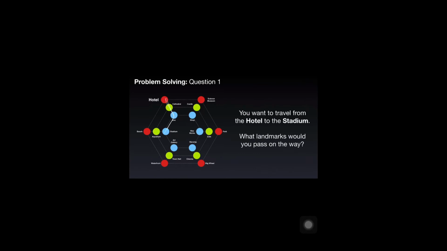What we're going to do is we're going to go in and have a look at the first problem. And this one says, you want to travel from the hotel to the stadium, what landmarks would you pass on the way? So you can see there I've already started to annotate onto that slide and I'm going to show you how I did that.